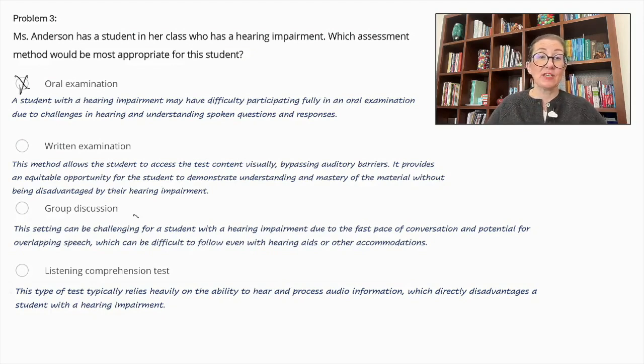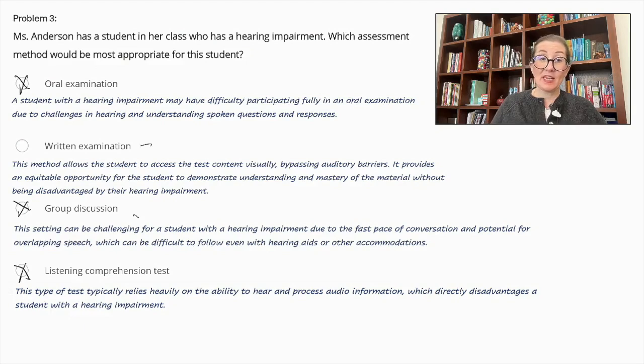Next, a group discussion. This setting can be challenging for a student with a hearing impairment due to the fast pace of conversation and potential for overlapping speech, which can be difficult to follow even with hearing aids or other accommodations. So this would also not work. Listening comprehension test. This type of test typically relies heavily on the ability to hear and process audio information, which directly disadvantages a student with a hearing impairment. So we can eliminate that as well.